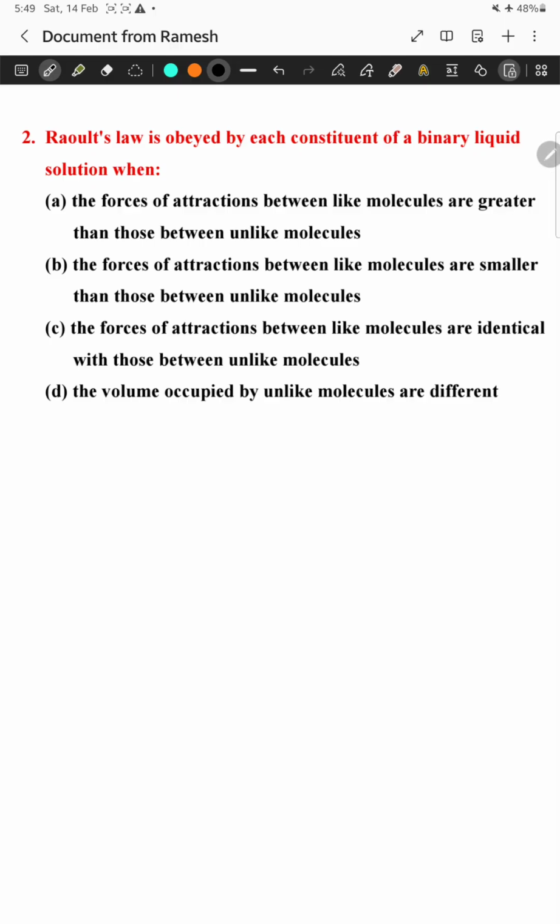Now coming to question number 2. Raoult's law is obeyed by each constituent of a binary liquid solution when. So remember, when Raoult's law is obeyed, that solution is called an ideal solution. So in an ideal solution, the intermolecular force of attraction between A and B, that is AB force of attraction, will always be identical to that of AA or what? BB forces of attraction. So if you read all the options, you will get the correct option as C.